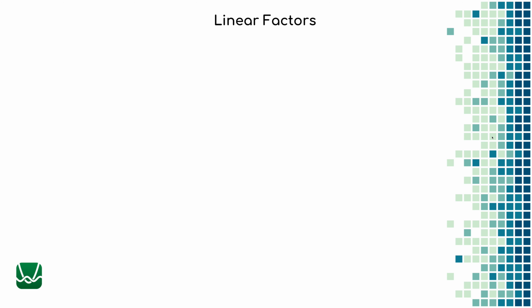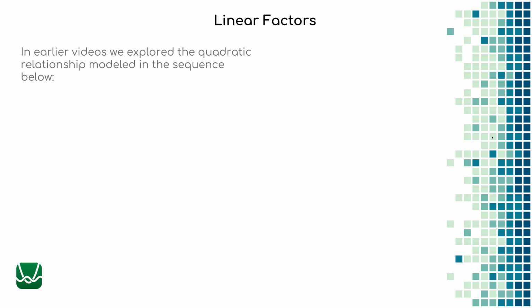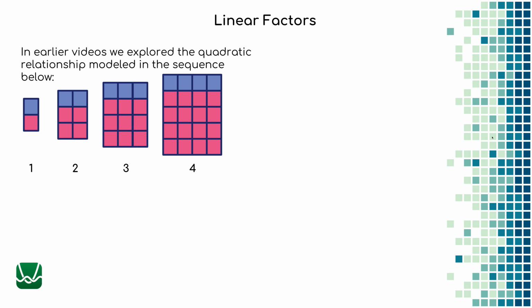So let's start talking about linear factors. In earlier videos, we explored the quadratic relationship modeled in the sequence below. We saw that at stage 1 there were 2, at stage 2 there were 6, and so on. And through the process of visualizing these diagrams, we realized that there is a width of x and a height or length of x plus 1, or whatever the stage is, times the stage and one more than the stage.